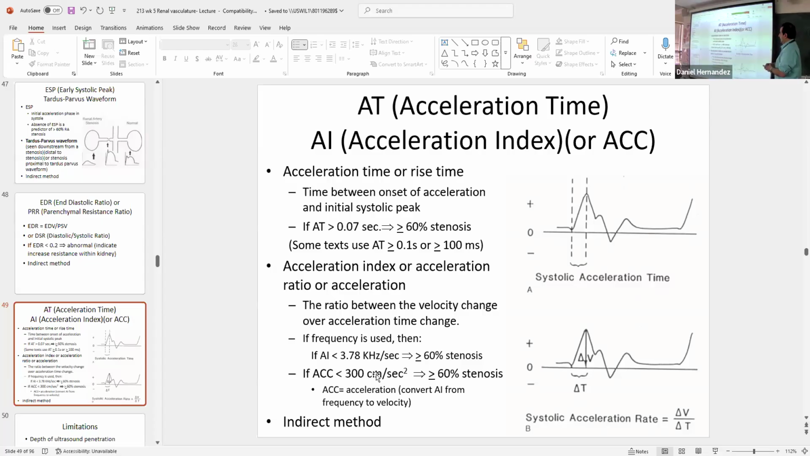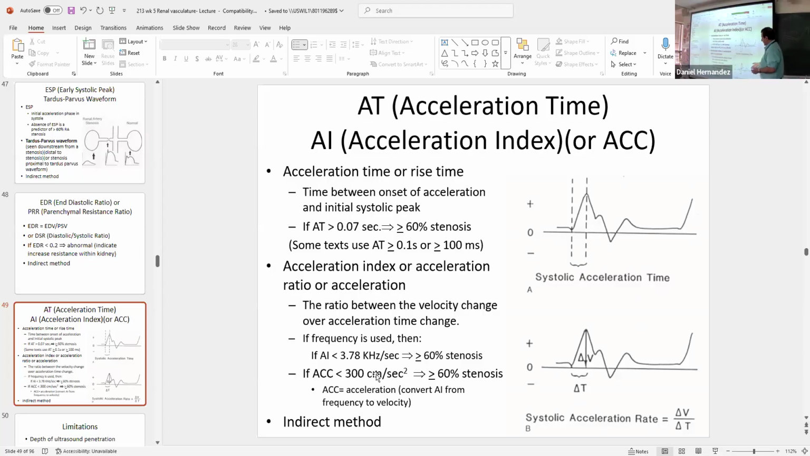So we want very quick or very short acceleration times. That time should be very short to go from the start of systole up to that peak systolic velocity. If we have a prolonged acceleration time greater than 0.07 seconds, that indicates renal artery stenosis. So we're looking for prolonged acceleration times. They can also use the speed and the slope of that rise compared to the time to create an index.